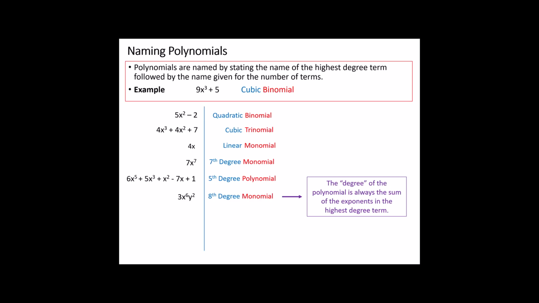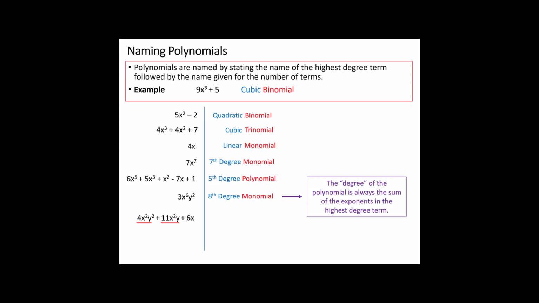Remember, the degree of the polynomial is always the sum of the exponents of the highest degree term. Remember, we don't add all the exponents together, just the exponents within a single term. So if I gave you more complex polynomials like this, and I asked you what is the name for this polynomial, I would look just over here at this 4x squared y squared, and I would ask myself, what is the sum of the exponents?